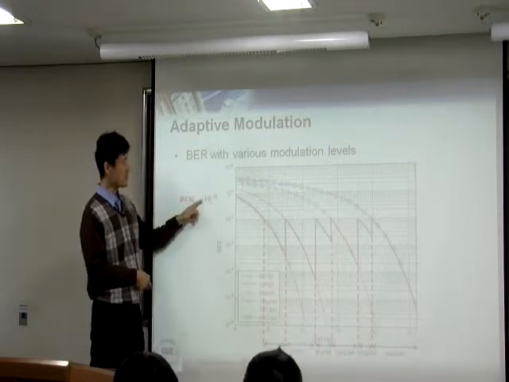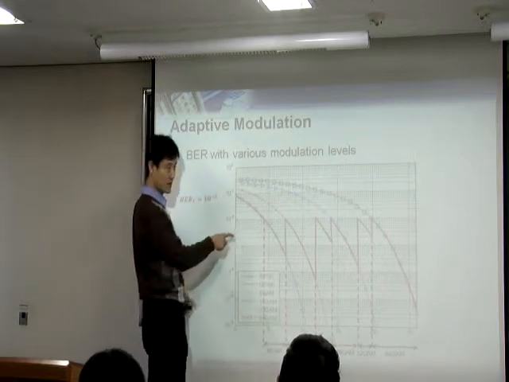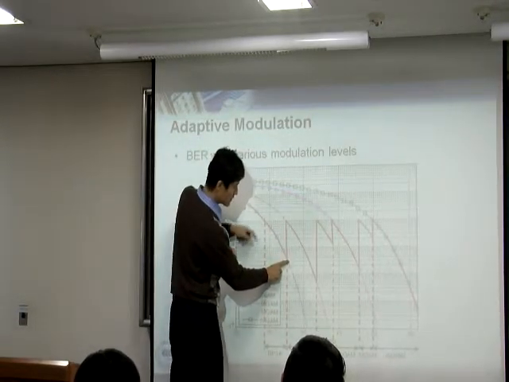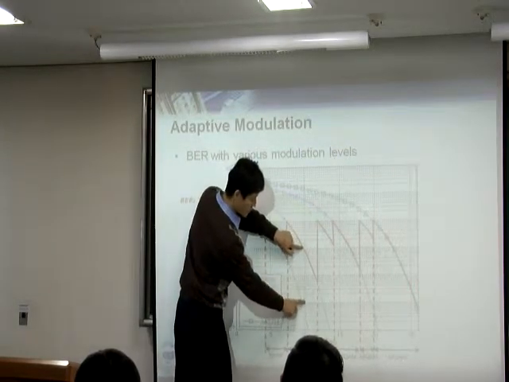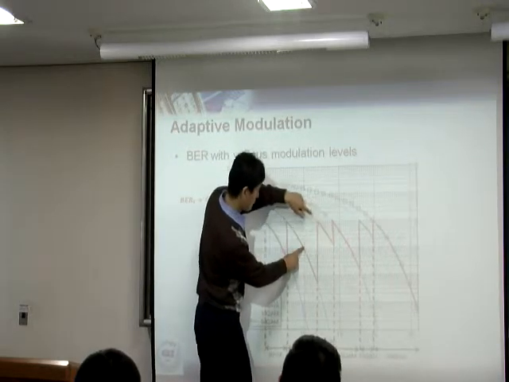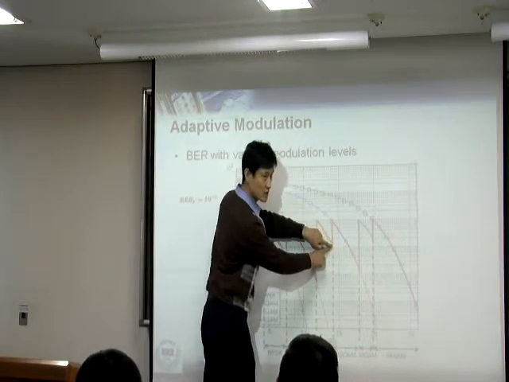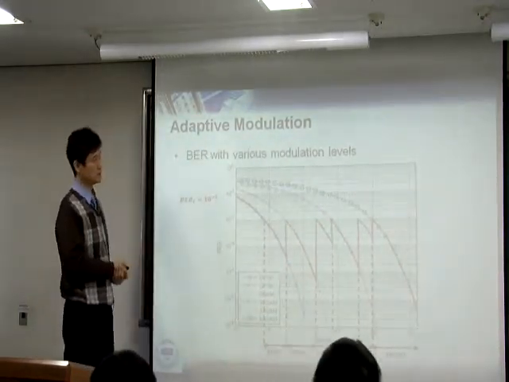If you use the target bit error rate of 10 to the minus 3, then how do you do it? You have to keep using the lower modulation until QPSK reaches that point, so this is where you jump to the next one. Same way, this one reaches 10 to the minus 3 right here, so you have to go all the way to here, and then you switch, like this. That's how we decide the thresholds.